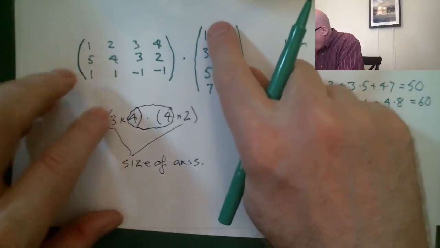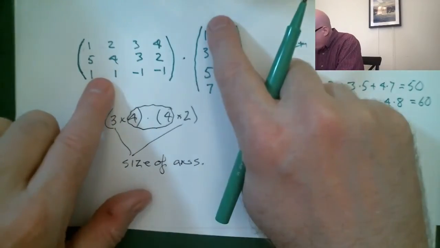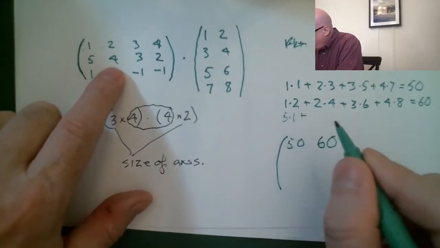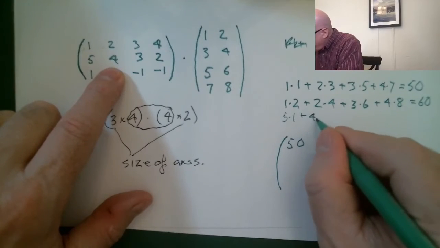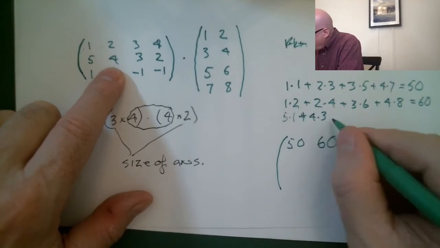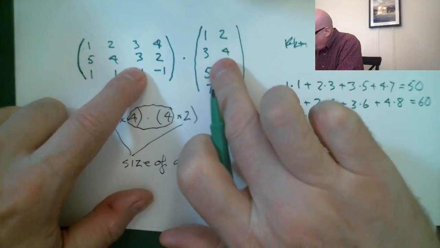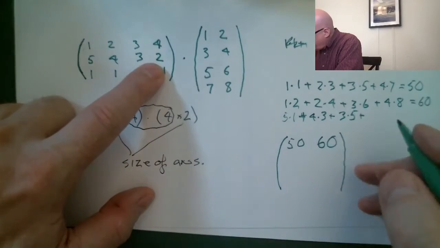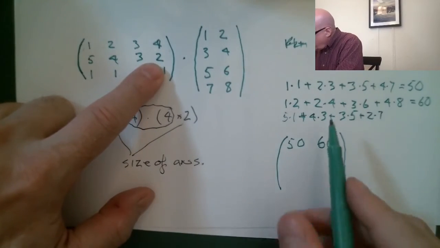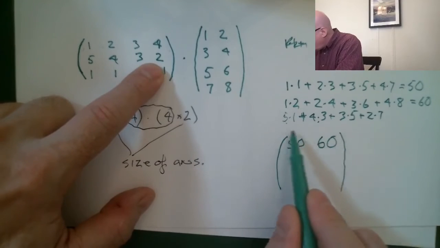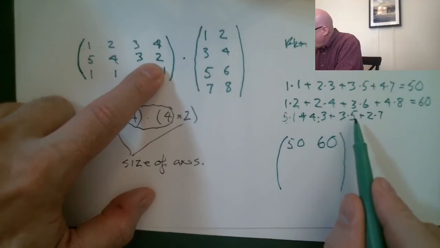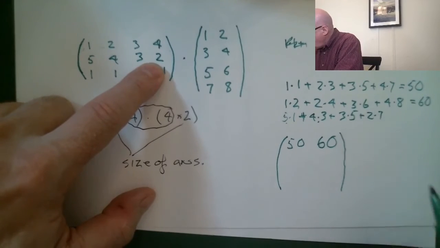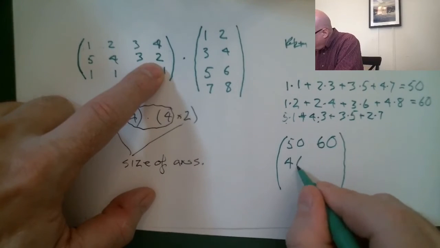What do we just say? The second row of the first matrix, the first column of the second matrix, it's 5 times 1 plus 4 times 3 plus 3 times 5 plus 2 times 7. All right, that's 5, that's 12, 17 so far, plus 15, 32 so far, plus 14, 46. That's what goes here.